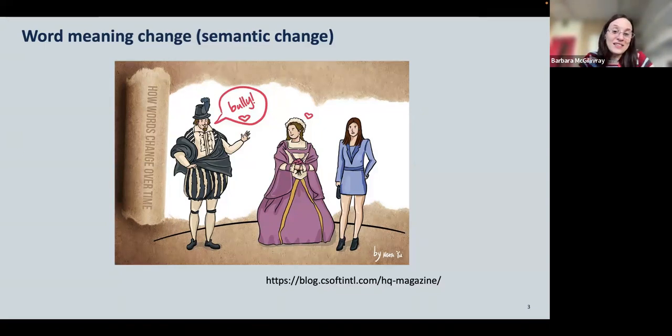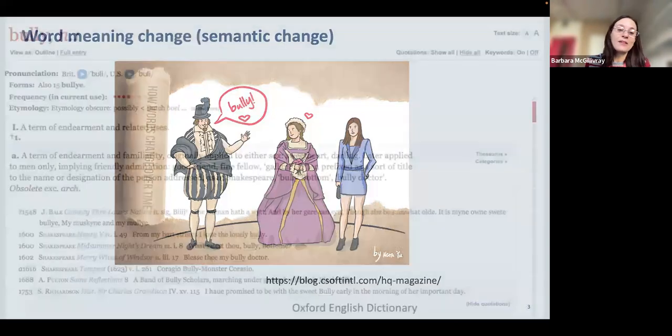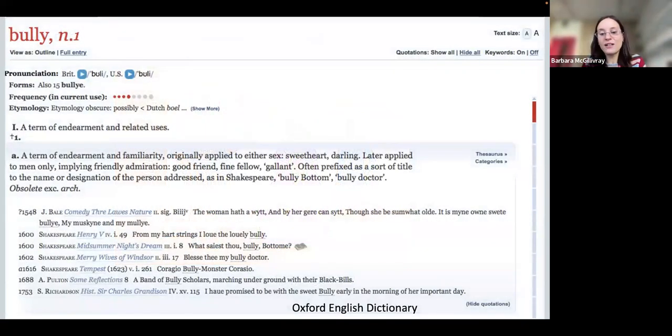This is an example that comes from English, where the word bully used to be used in a positive term. If you look up the word bully in the Oxford English Dictionary, which is the authoritative historical dictionary of English, I actually happen to work for the Oxford English Dictionary, so I have a particularly personal link to it. What this dictionary does is give you the different meanings of a word ordered chronologically. And so you see the first definition says a term of endearment. So it's something positive that people used to tell other people when addressing them. But then, of course, today, bully has a negative connotation.